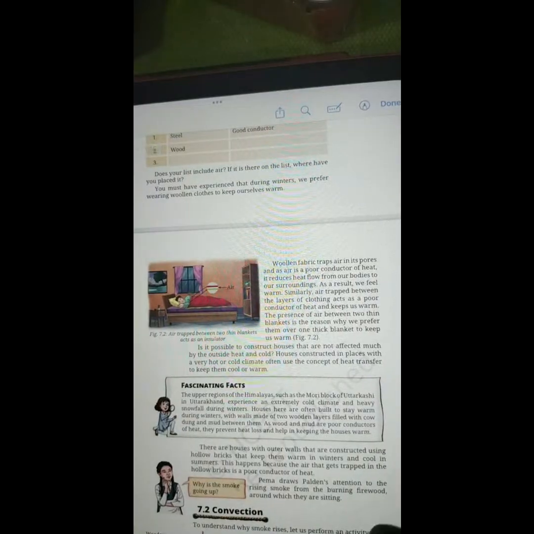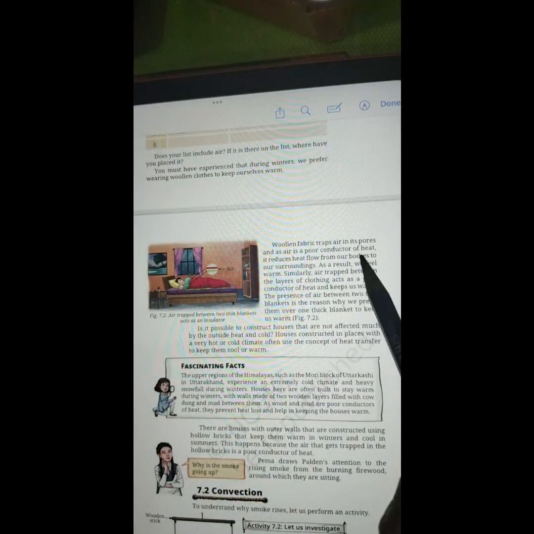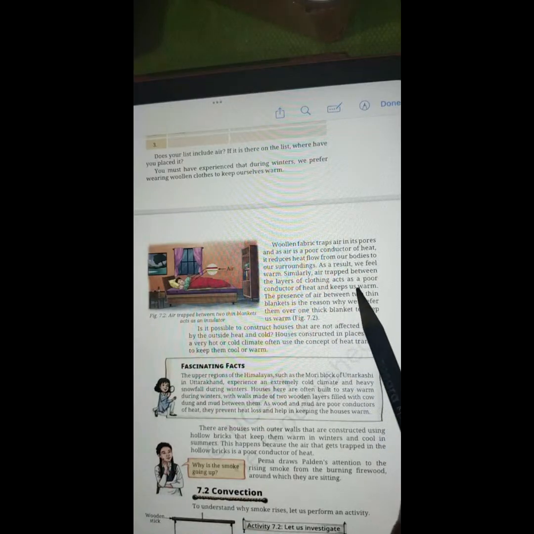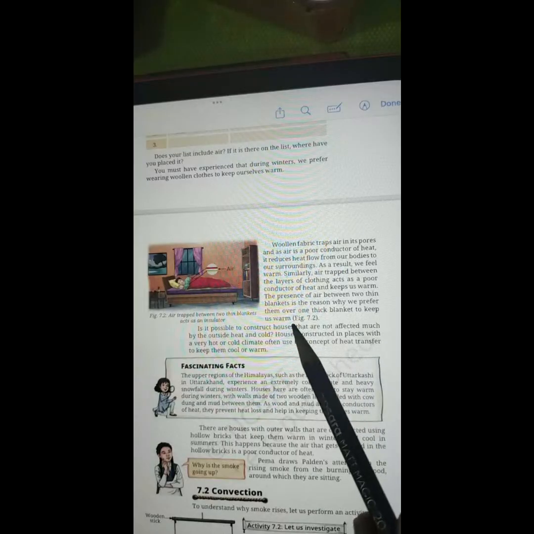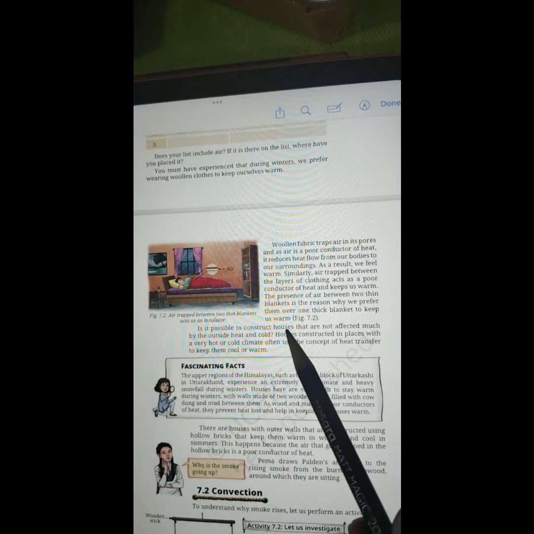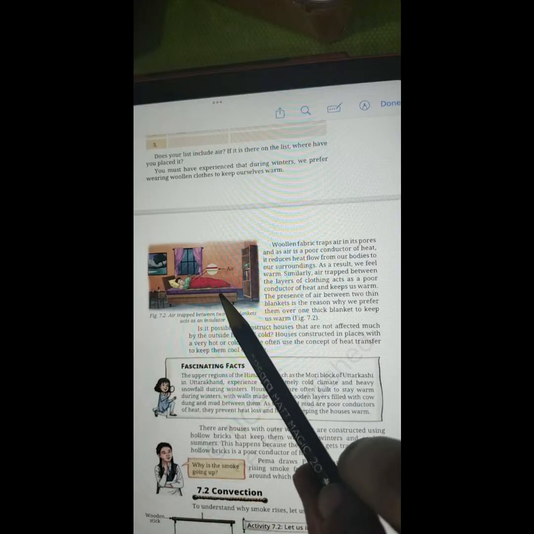You must have experienced that during winters we prefer wearing woolen clothes to keep ourselves warm. Woolen fabric traps air in its pores, and as air is a poor conductor of heat, it reduces heat flow from our bodies to our surroundings. As a result, we feel warm. Similarly, air trapped between the layers of clothing acts as a poor conductor of heat and keeps us warm. The presence of air between two thin blankets is the reason why we prefer them over one thick blanket to keep us warm, as observed in figure 7.2.